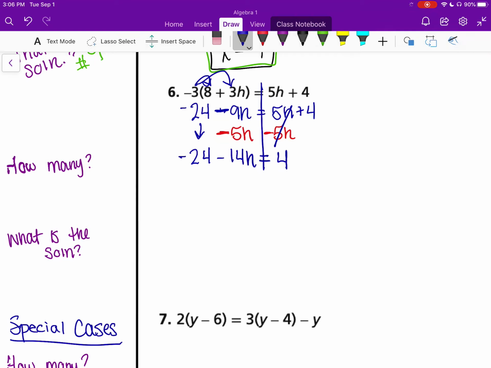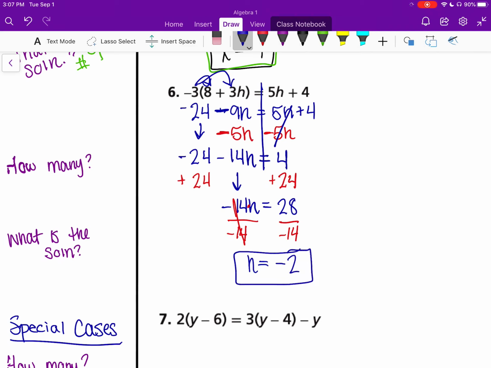Now I can start to use opposite operations to solve my equation. I always work with my addition or subtraction first. So I look at this negative 24 and I want to undo it. The opposite of negative is positive, so I do that to both sides. Bring down my minus 14h, don't forget that negative. And 4 plus 24 is 28. Now I can divide by negative 14 on both sides because the opposite of this multiplication is division. And I'm left with h equals negative 2.